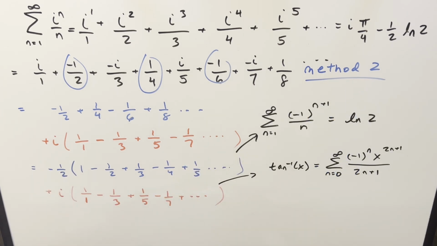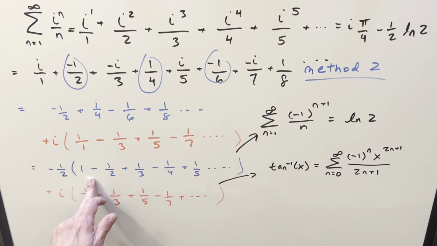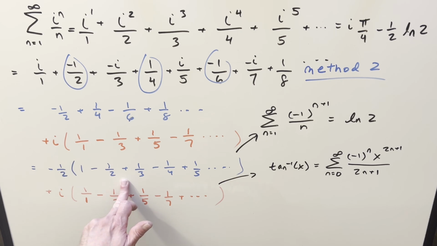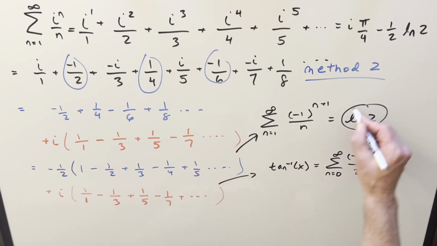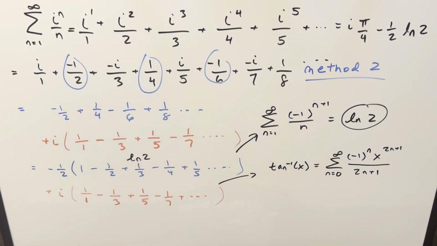But now from here, we can look at a couple of common series. This first one for our real part, once we have the minus 1/2 factored out, this right here is exactly the alternating harmonic series. The well-known value for this is just ln 2. So all this chunk right here is just ln 2.